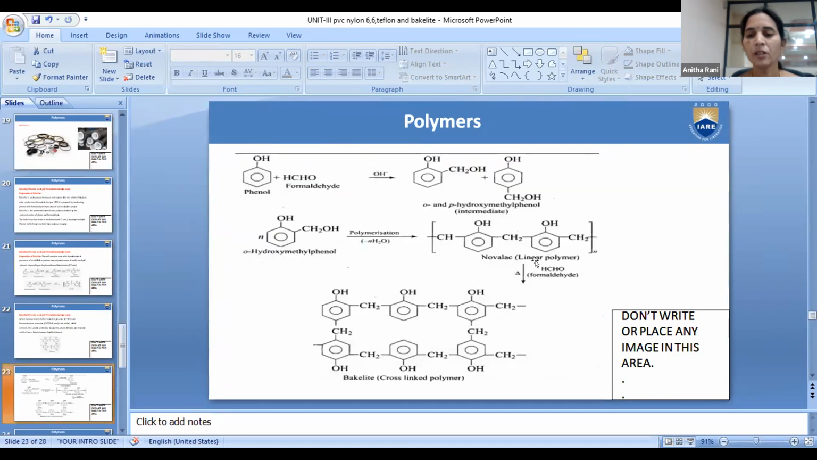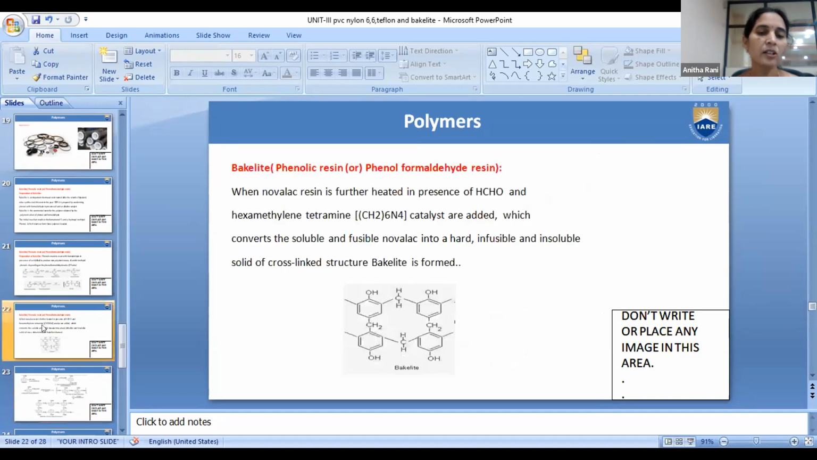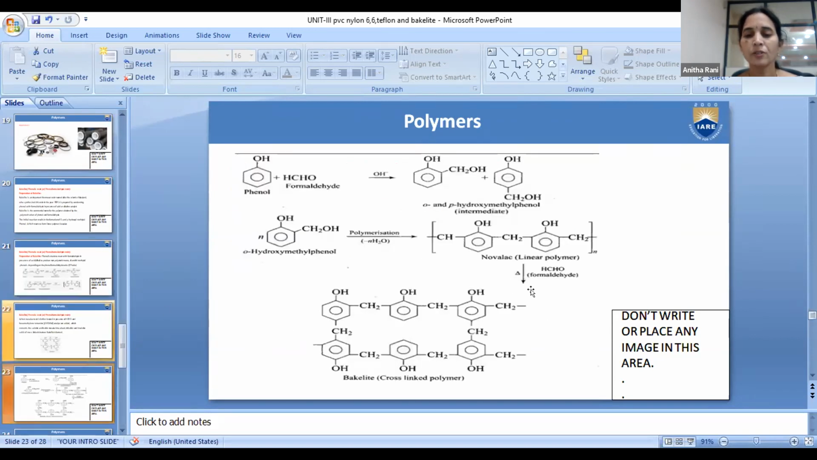Okay, linear polymer. So to this novolac resin, we are going to add formaldehyde, and also a catalyst, hexamethylene tetramine, and we are going to heat that mixture. When we are heating, this novolac, that is a fusible linear polymer, will convert into cross-linked polymer, that is the bakelite.